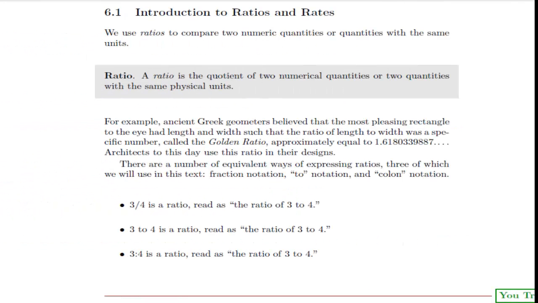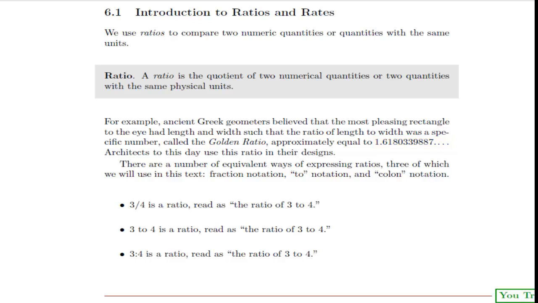We use ratios to compare two numeric quantities or quantities with the same units. A ratio is the quotient of two numerical quantities or two quantities with the same physical units. For example, ancient Greek geometers believed that the most pleasing rectangle to the eye had length and width such that the ratio of length to width was a specific number called the golden ratio, approximately equal to the following decimal number. Architects to this day use this ratio in their designs.